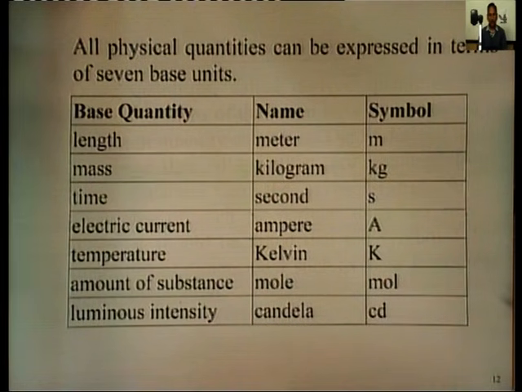Electric current, name is ampere, and symbol used is capital A. Similarly, base quantity is temperature, name used is Kelvin, and symbol used for Kelvin is capital K. Amount of substance, this is a base quantity, name used is mole, and the symbol used for mole is mol. Similarly, the base quantity is luminous intensity, the name used for luminous intensity is candela, and the symbol used for candela is cd.